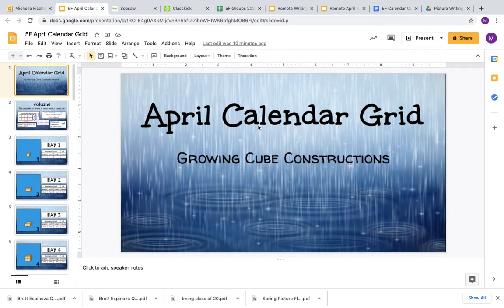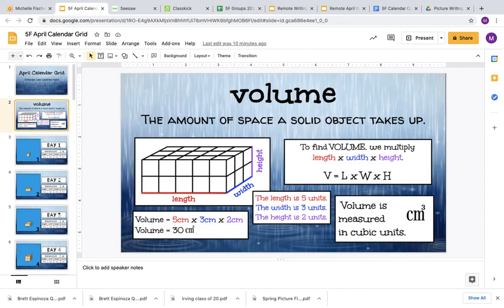This month for our calendar grid, we are going to be growing cubes and making different shapes and looking at volume. So reminder, the volume is the amount of space that a solid object takes up. So if you look at this image right here on the left, we have cubes.